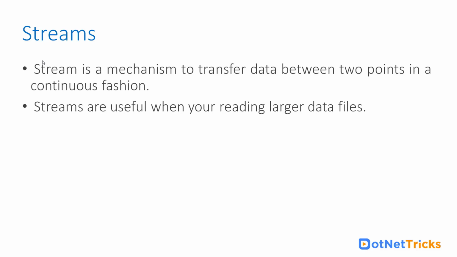Streams are very useful when we have large data files. Just for an example, when you watch a movie on Netflix or Amazon Prime, you don't have to wait to get the entire movie downloaded. You can just watch the movie as per your bandwidth, whatever movie is downloaded, it will be played. You don't have to wait till the entire movie.